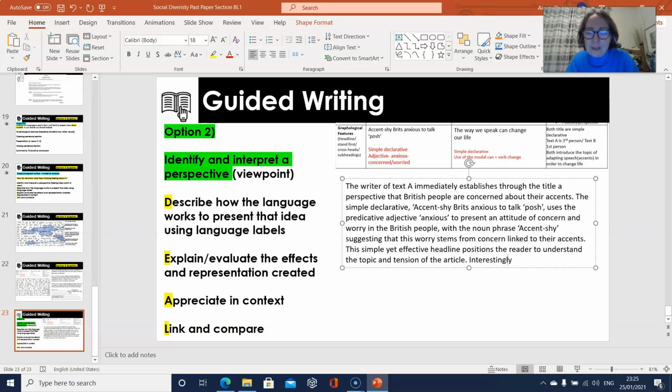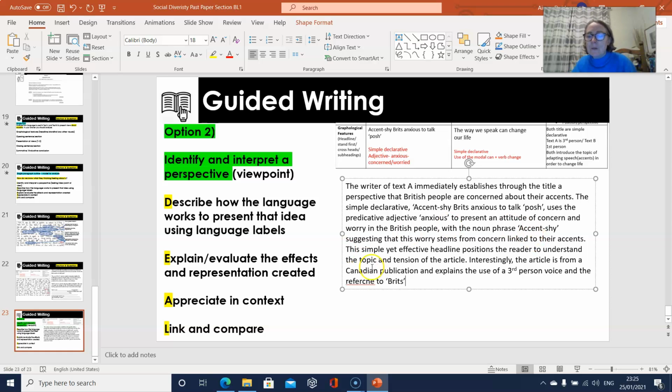Interestingly, because that's just like a nice fancy word when you want to say an extra point. Interestingly, the article is from a Canadian publication and explains the use of a third person voice and the reference to Brits.